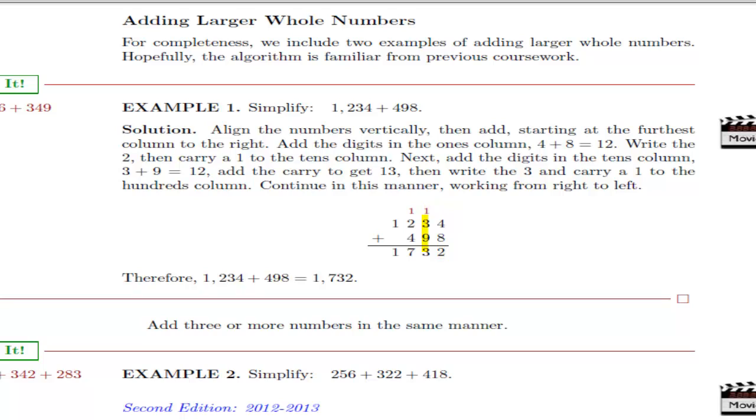Next, add the digits in the tens column. 3 plus 9 equals 12. Add the carry to get 13. Then write the 3 and carry a 1 to the hundreds column. Continue in this manner, working from right to left. Therefore, 1,234 plus 498 equals 1,732. Add 3 or more numbers in the same manner.